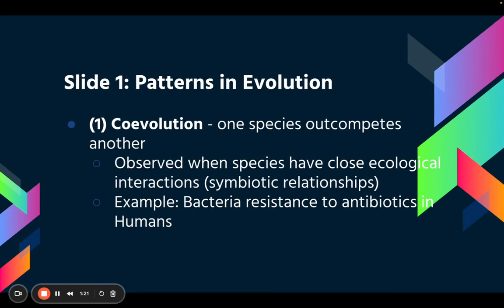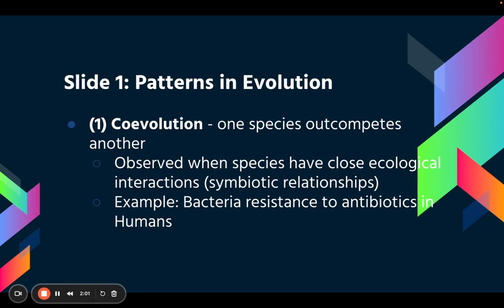Now let's discuss some patterns that we observe in evolutionary processes. The first is coevolution. Coevolution is a pattern in evolution caused by species outcompeting one another. Essentially, the evolution in one species affects the evolution of another species, creating what we might think of as an evolutionary arms race. Coevolution is most often seen when different species have close ecological interactions with one another, such as predator-prey or parasite-host relationships, species that compete with another, or species that have a mutualistic symbiotic relationship.